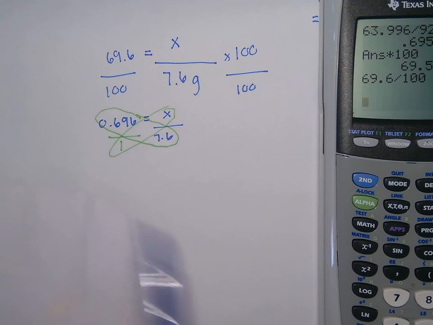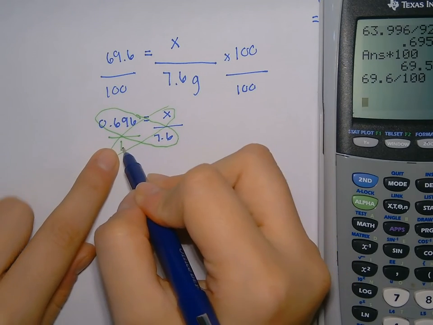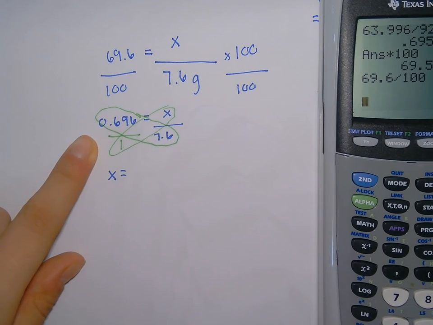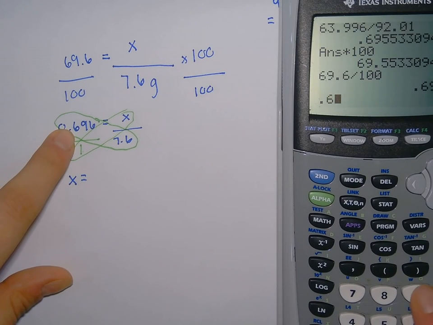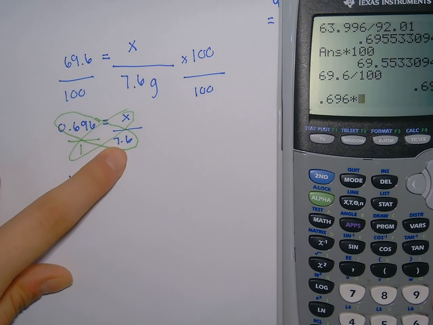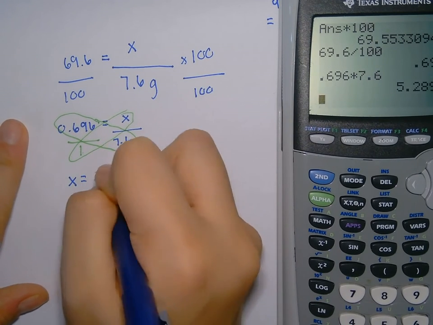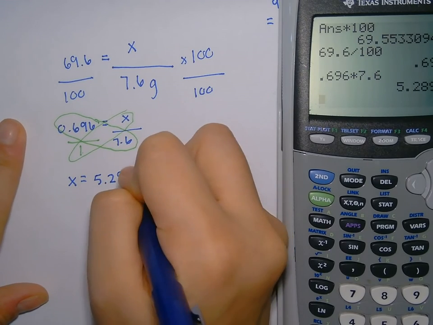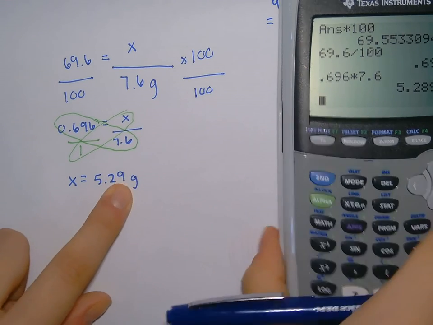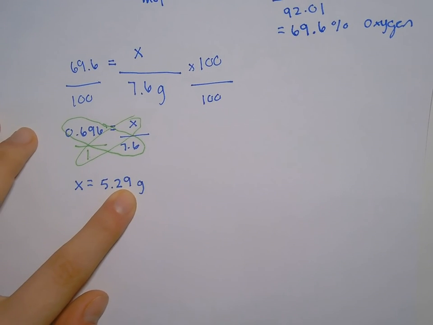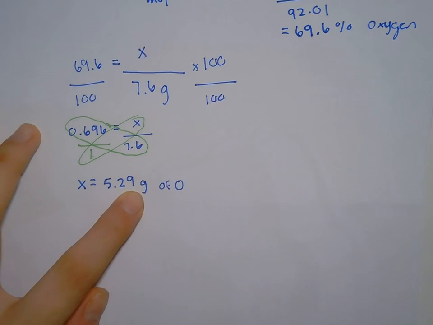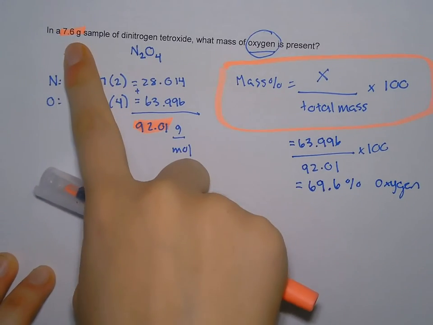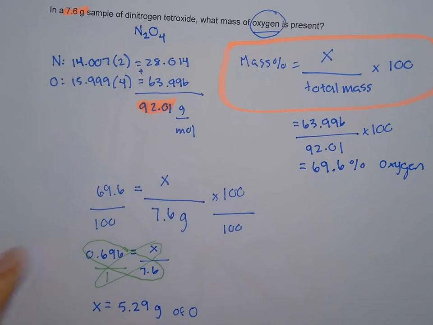So when I multiply X times 1, I have X is equal to 0.696 times 7.6, and that is equal to 5.29 approximately, and we are talking about grams. So that is my answer. I have 5.29 grams of oxygen within a 7.6 gram sample of this compound.